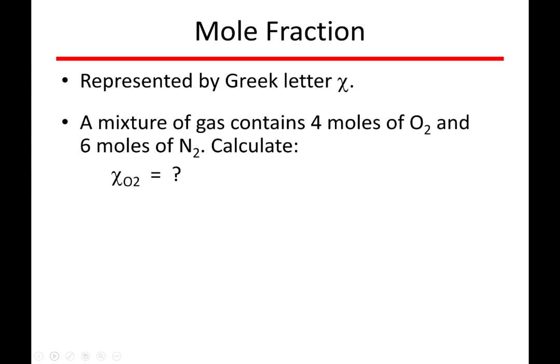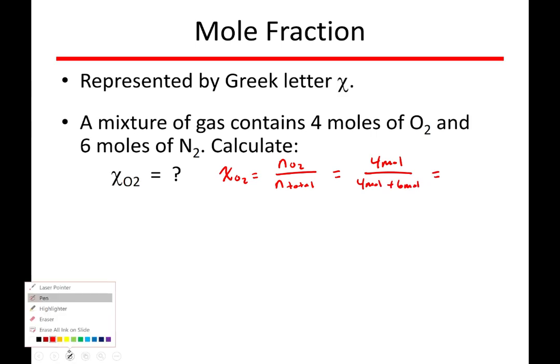The idea behind this is to find the mole fraction of O2. In this case, we would find the number of moles of O2, and then we would divide it by the total number of moles. That's what a mole fraction is. And so in this case, the number of moles of O2 is 4 moles, divided by the total number of moles, which is 4 moles of O2 plus 6 moles of N2. Importantly, mole fractions are always unitless. The moles on the top cancel the moles on the bottom.